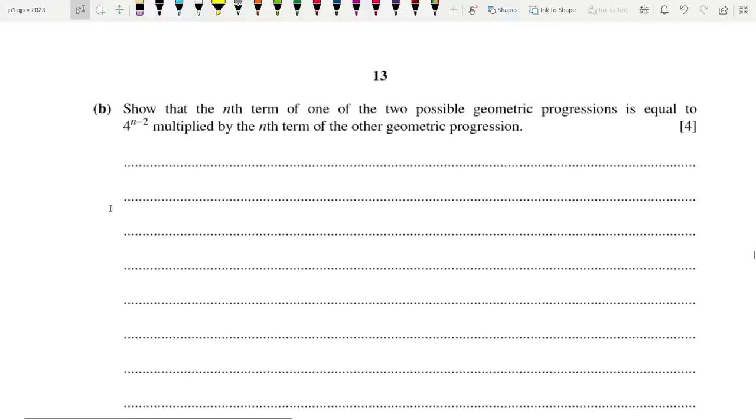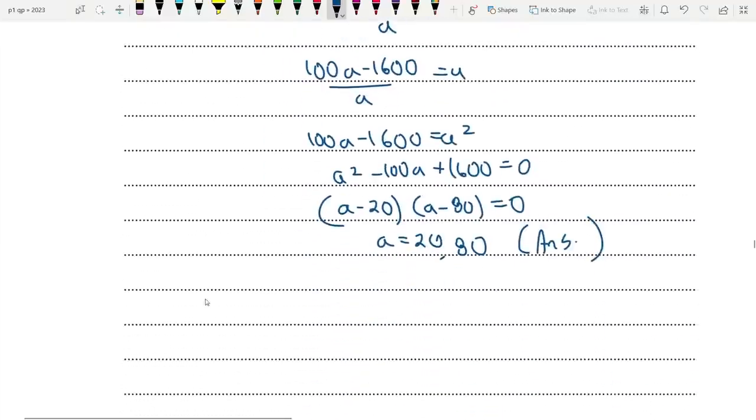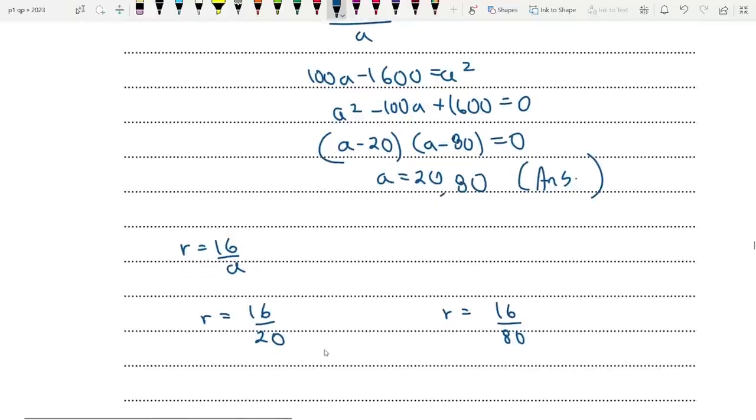Show that the nth term of one of the two possible geometric progressions is equal to 4n minus 2. So for this, you actually need the values of R, or else it's not possible. We know that R is equal to 16 by A. So R is equal to 16 by 20, or R is equal to 16 by 80. So we end up with 4 by 5 or 1 by 5.